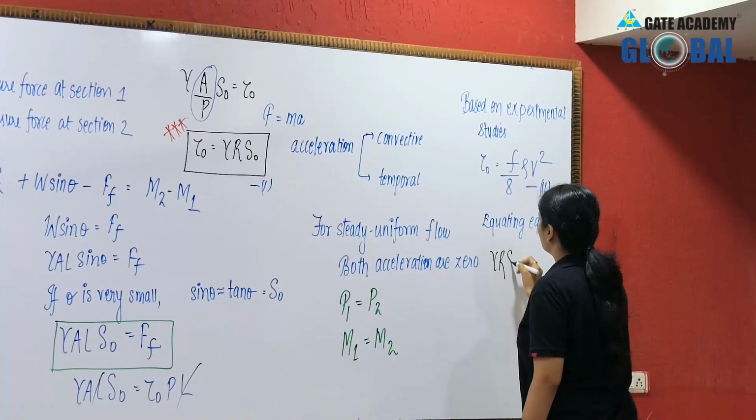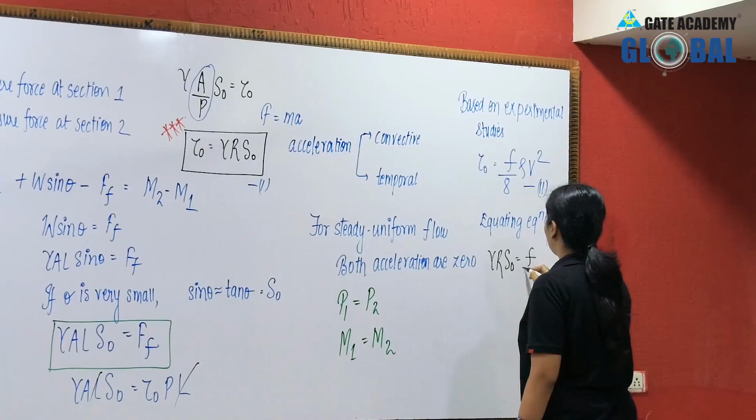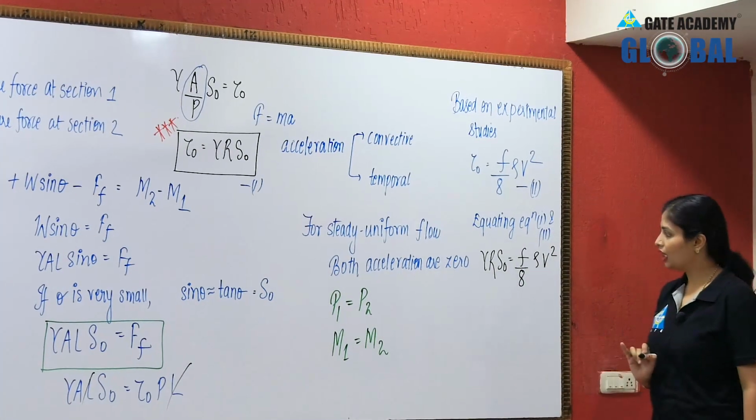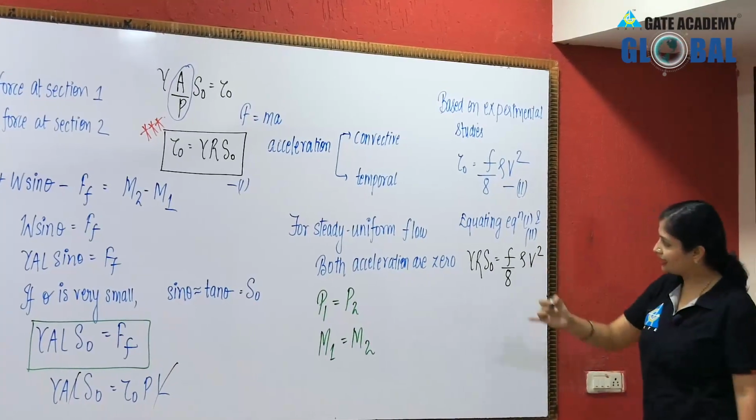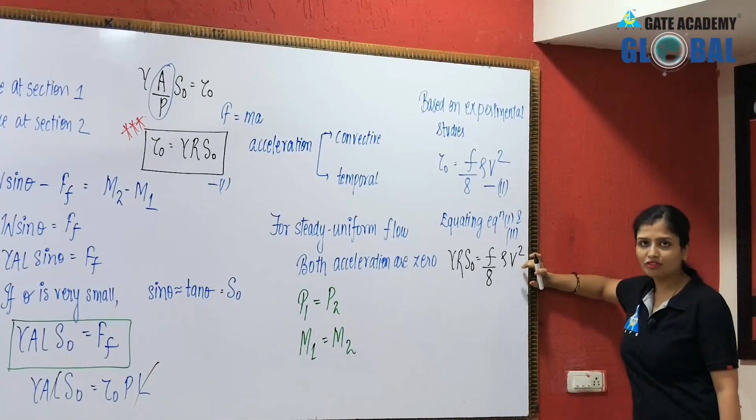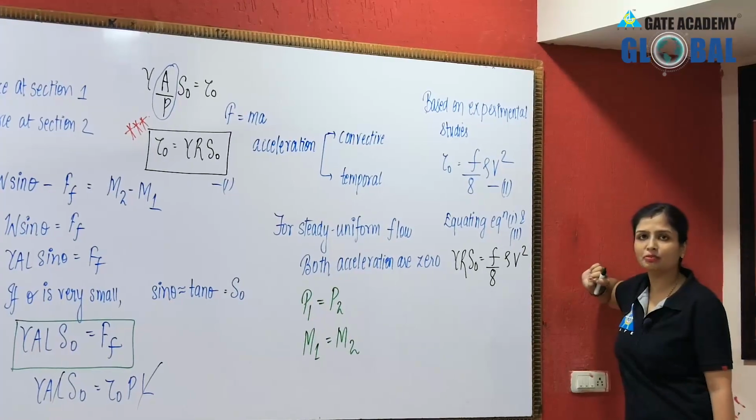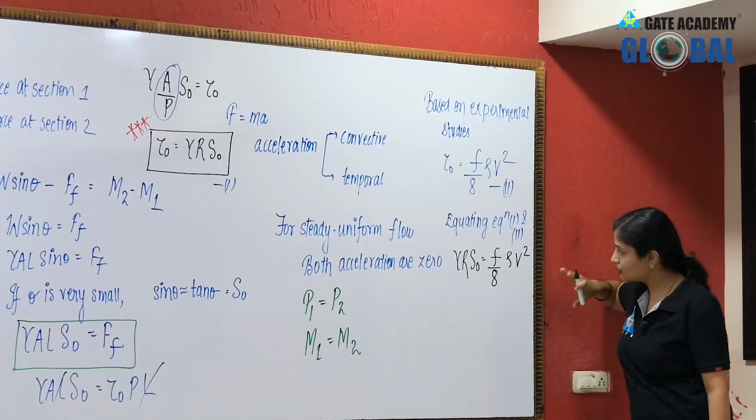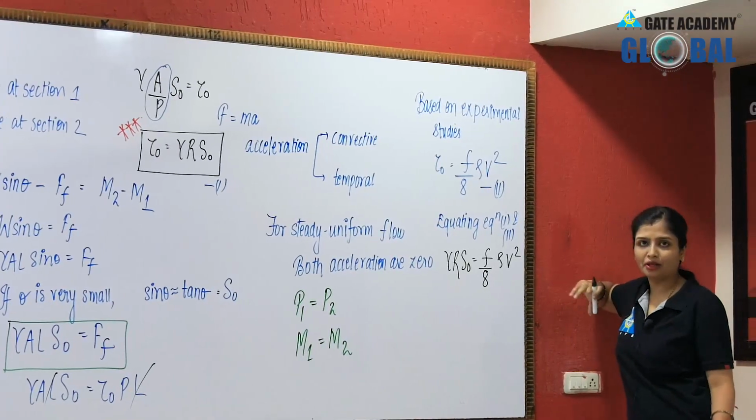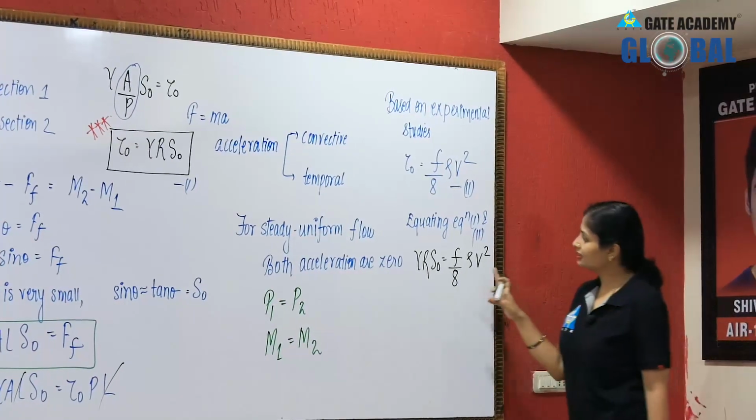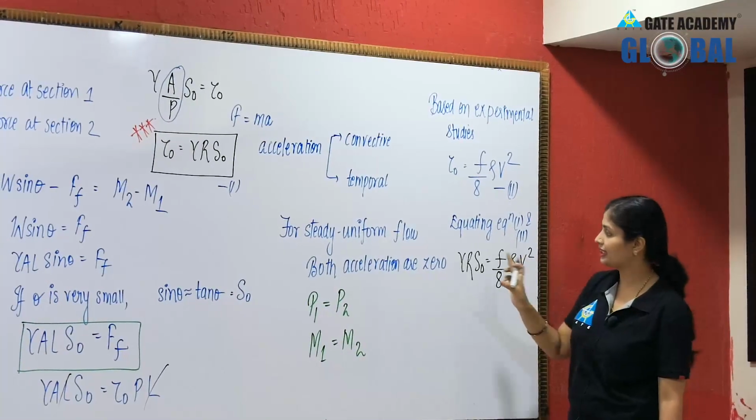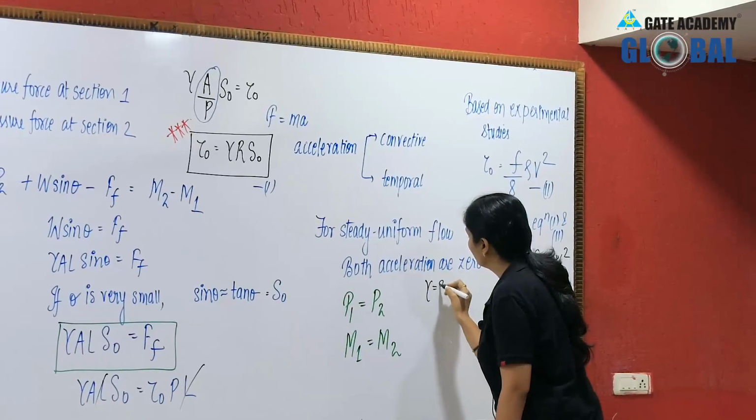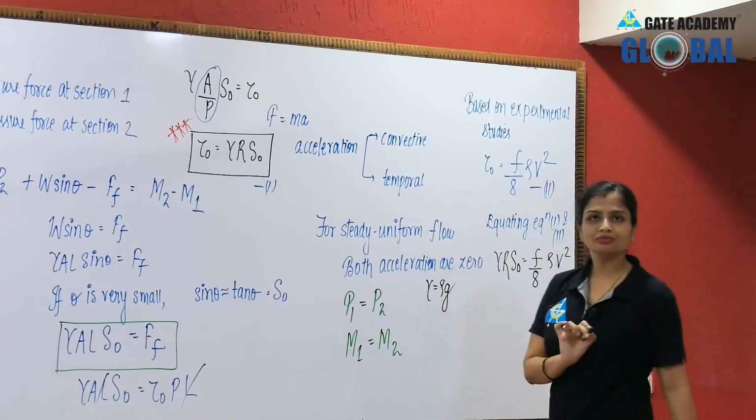Gamma R S naught is equal to f by 8 rho V square. Now, how can I get the value of velocity? Here you got the term velocity, that means from this expression you are going to get the velocity. But I have to reduce some values, but I am not getting it. What to do? I want to cancel this rho, that is your density, and you have been given gamma, and you know that gamma is equal to rho g.